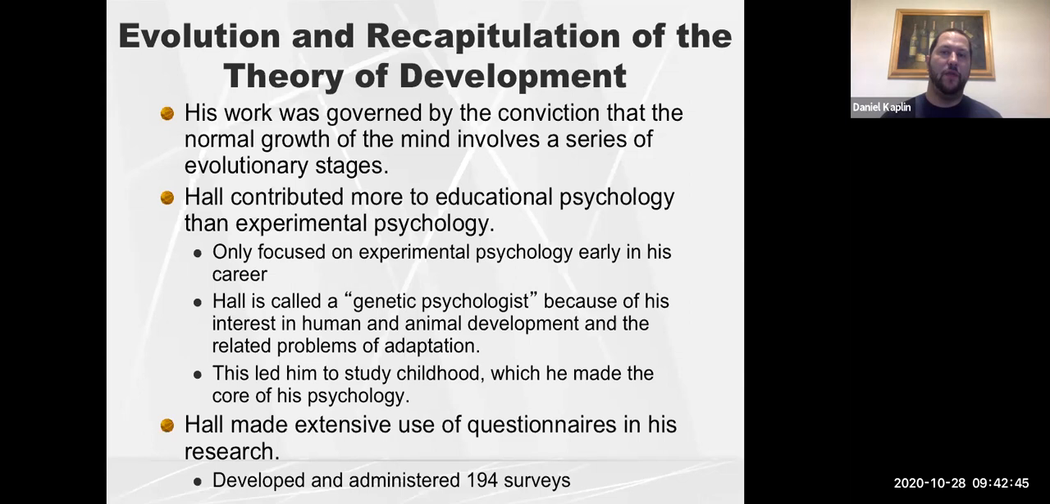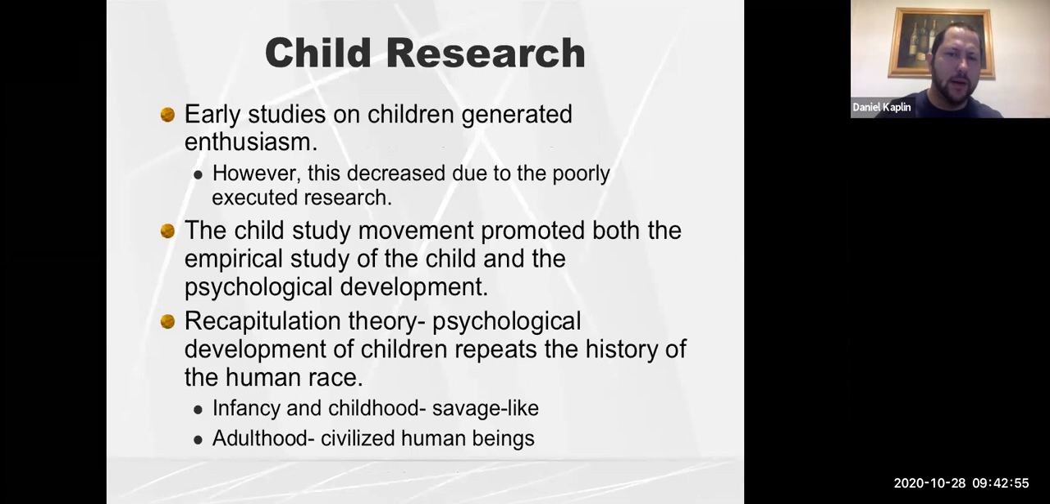And keep in mind, another one of the major applications of psychology is in the testing movement. So Hall is responsible for part of that. So, all right. So when we look at children, his early studies on children were exciting, but a lot of his research was poorly executed. And as a function of that, that excitement started to wane. And one of his theories was something called the recapitulation theory, and that is to say, psychological development of children repeats the history of the human race. So we start off similar to the way we started in society.